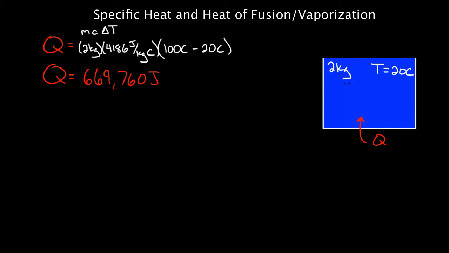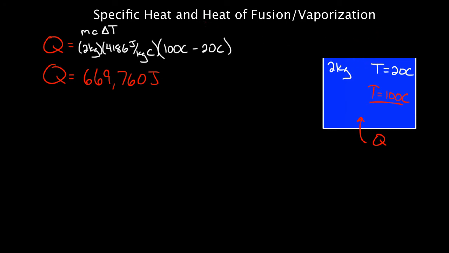But that's not enough to boil it. That's just the heat required to get the water up to 100 degrees Celsius. If you get water to 100 degrees Celsius and let it sit there, it'll just sit there. It won't actually boil. You've got to keep adding heat. How much more heat are we going to have to add once this water gets to 100 in order to boil all of this water into steam?